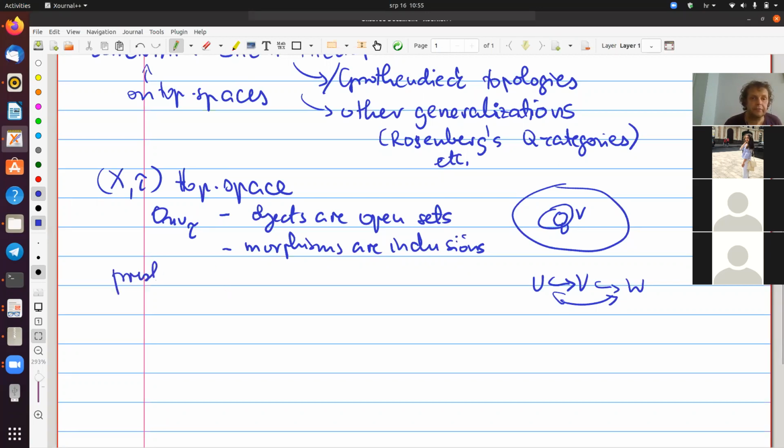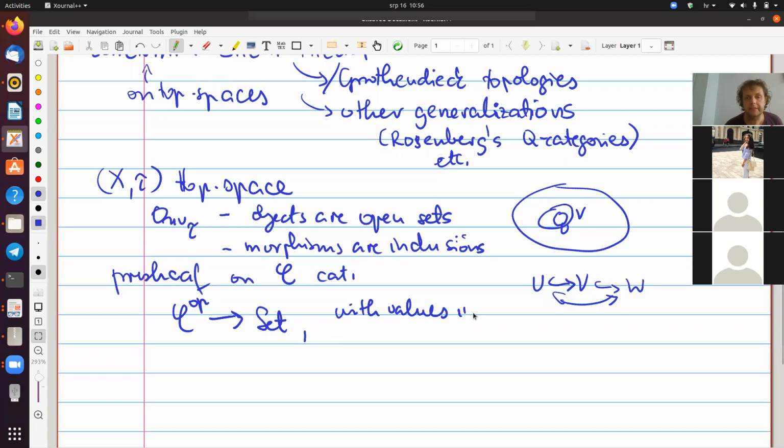So we say that a pre-sheaf on any category C is a functor from C opposite. That means a contravariant functor if you want, but we always work with covariant functors in modern category theory. From C op, usually to sets, to the category of sets. But we can also consider pre-sheaves with values in some other category, say D. So you have a functor from C opposite to D.